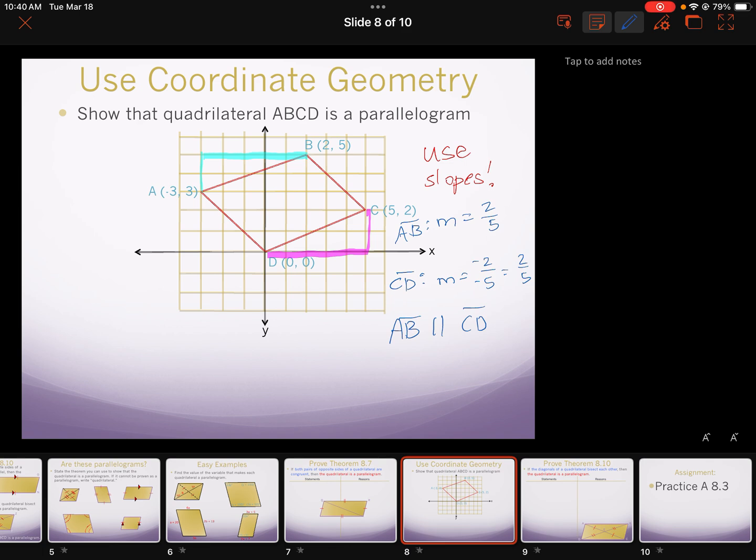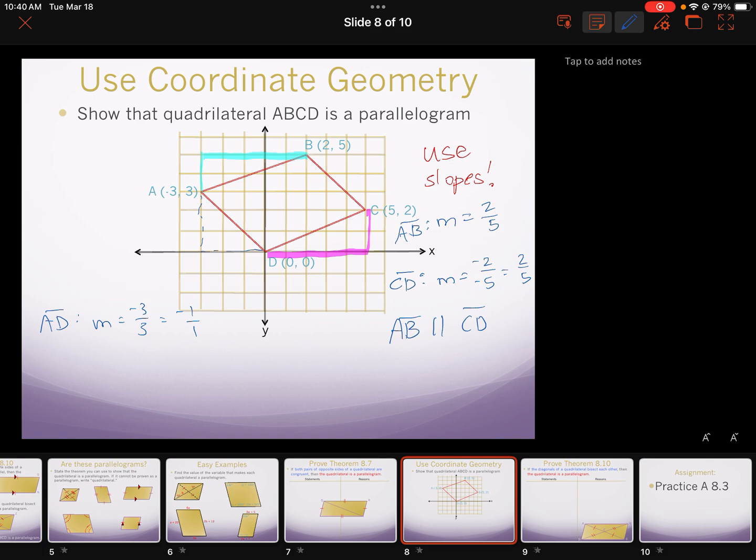Now you have to do the same thing with the other side. So let's do that. I'm going to count from A to D. I'm going to go down 3, and it looks like I go to the right 3. So if I go down 3, right 3, I get -3 over +3. That's -1 over 1.